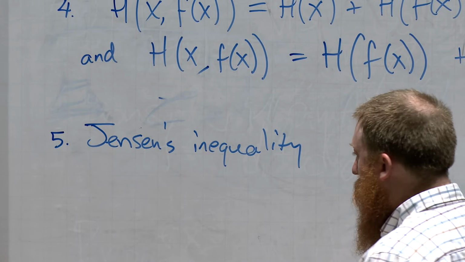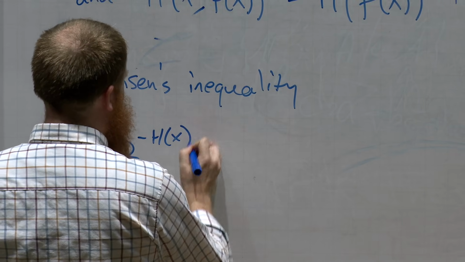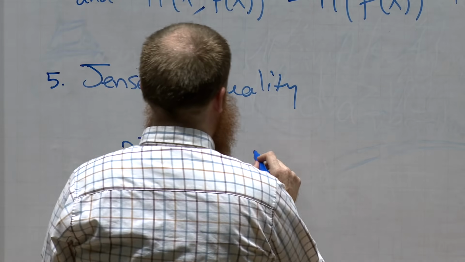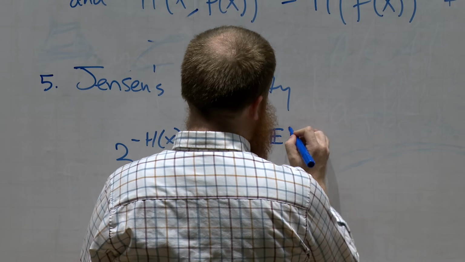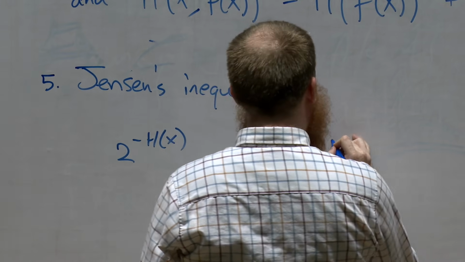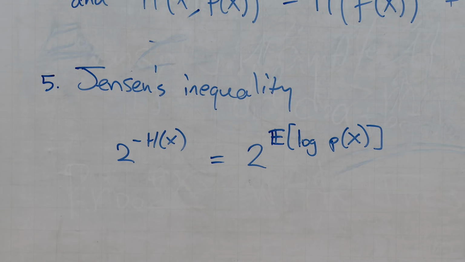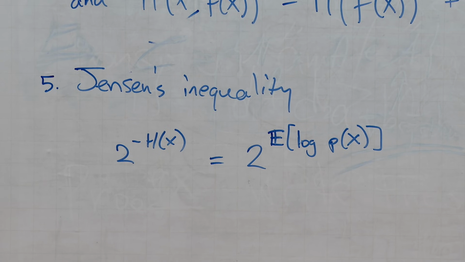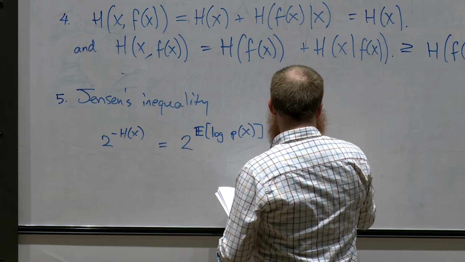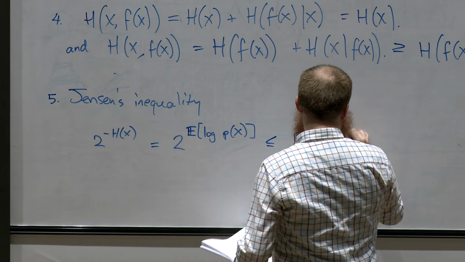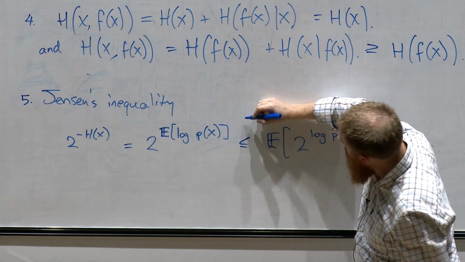Okay, so how is it Jensen's inequality? Well, I can write out 2 to the minus h of x. Let's write it out in full. In terms of random variables, this is 2 to the power of the expected value of log p of x. Now, 2 to a power, that's a function that looks like this. It's convex. Therefore, I know this is less than or equal to the expected value of 2 to the log p of x. So this here is Jensen's inequality.